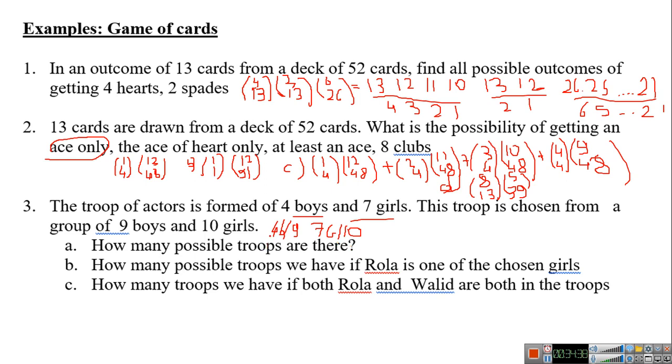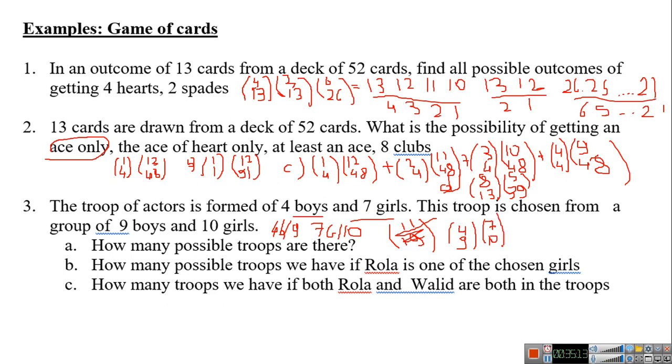So I need to pick how many? I need to pick 4 boys and 7 girls. So as a total, I want to pick combination 11 out of how many? You have 10 and 9, out of 19. Okay. How many possible troops do we have? Sorry, I made a mistake. I need to pick 4 boys and 7 girls. So I need to pick 4 out of 9 and 7 out of 10.